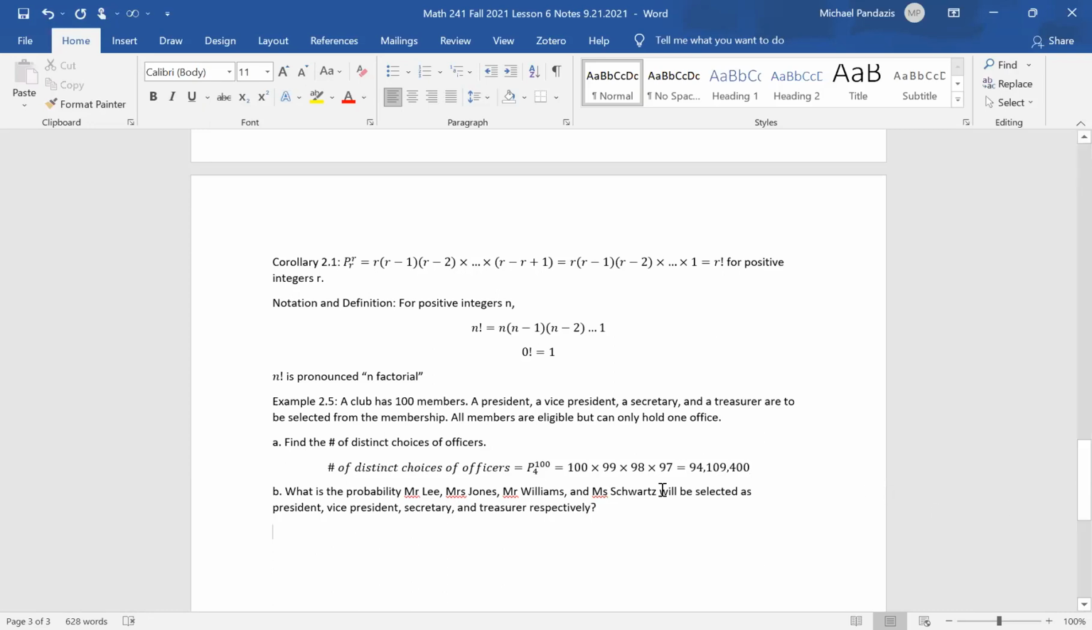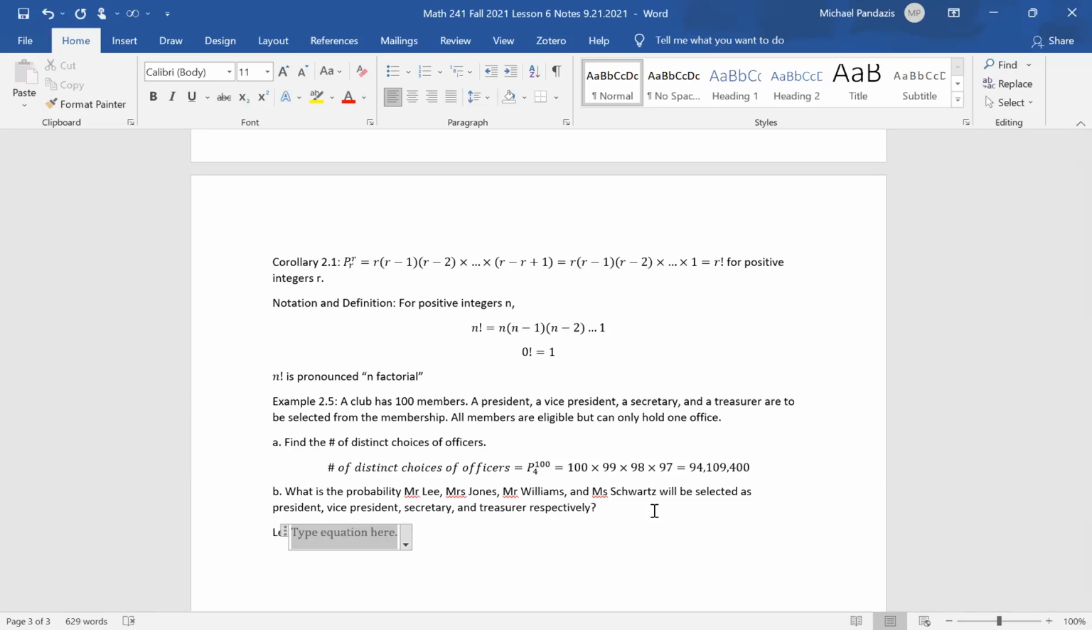Okay, so 4 people from those 100: one of them is named Mr. Lee, another is named Miss Jones, another is named Mr. Williams, another is named Miss Schwartz. Those are 4 specific people from the 100. And so there's only one way that you can choose Mr. Lee to be president, Miss Jones to be vice president, Mr. Williams as secretary, and Miss Schwartz as treasurer.